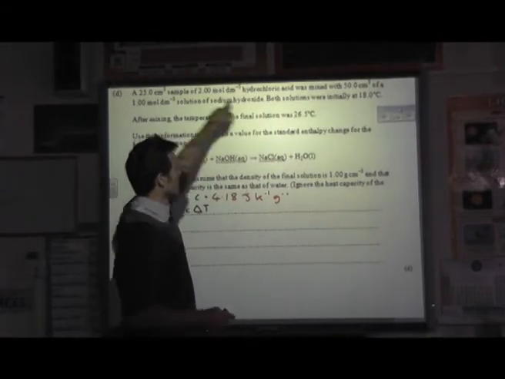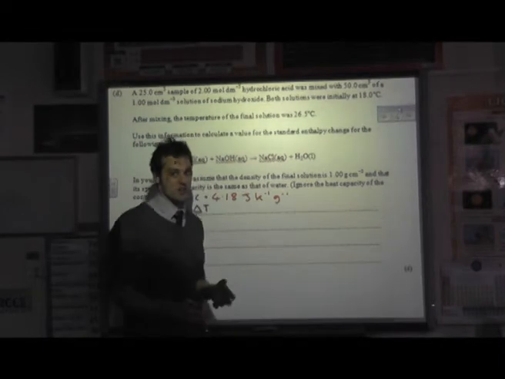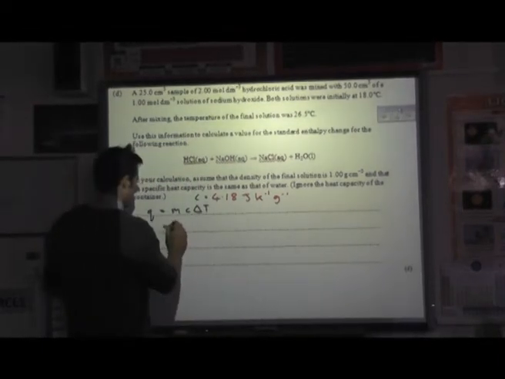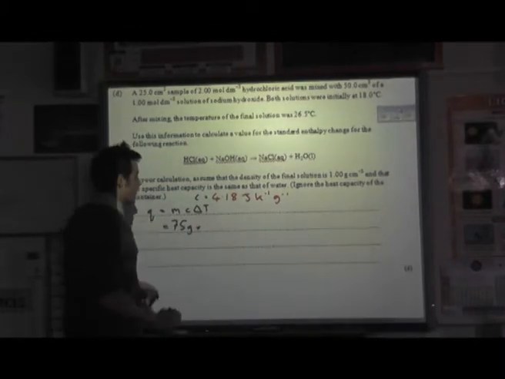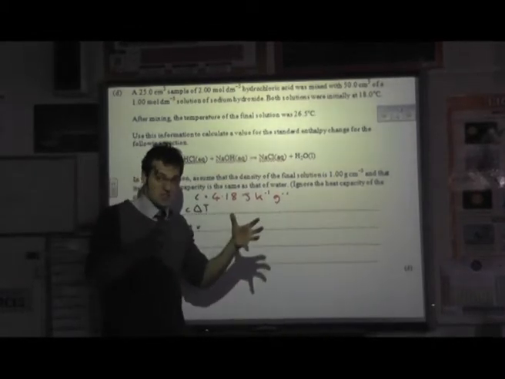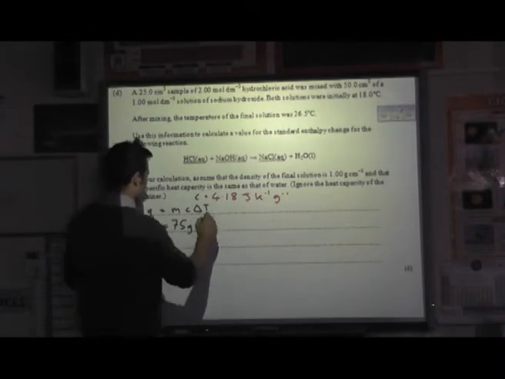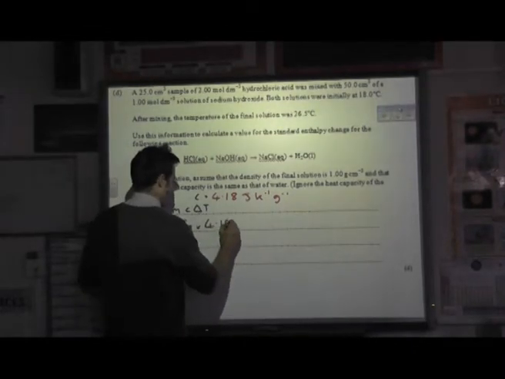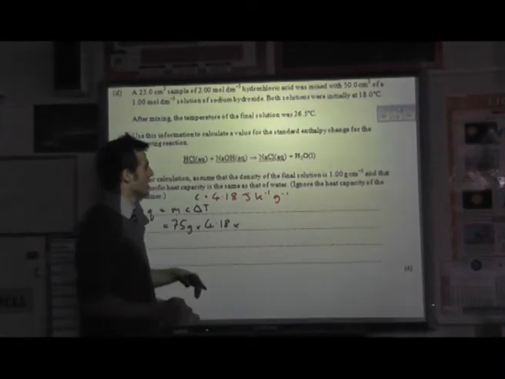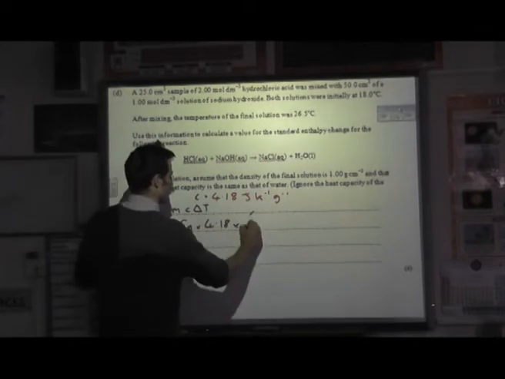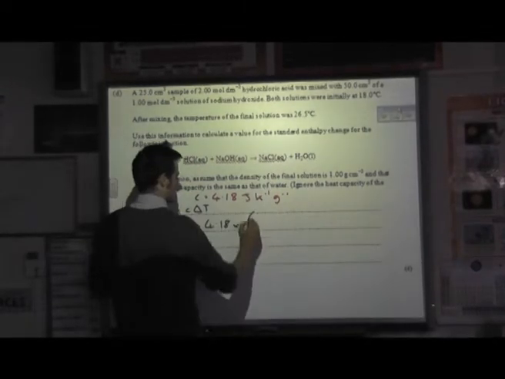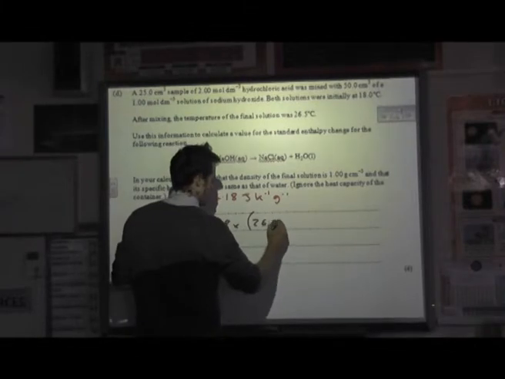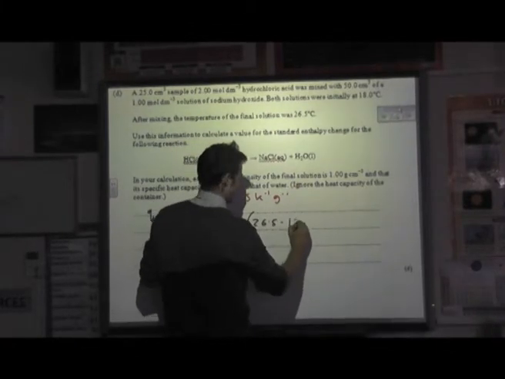So if I have 25 plus 50, then I have 75 centimetre cubed, I have 75 grams. So here, 75 is how much stuff I've heated up. Remember, because we've mixed them together, we're going to have to heat up all that stuff. c is 4.18. The change in temperature now is going to be the final temperature minus the initial temperature. 26.5, that's what we ended up at, minus 18.0.